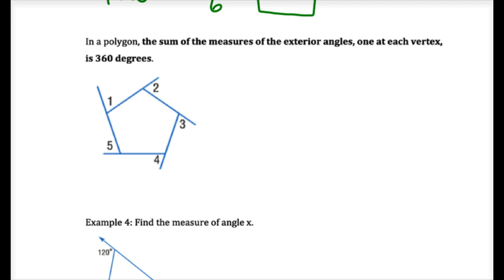If you extend the sides, one at each vertex, and what kind of angles are the 1, 2, 3, 4, and 5? They're exterior angles. Okay? The angle 1 plus angle 2 plus angle 3 plus angle 4 plus angle 5, the exterior angles always equal 360 degrees.